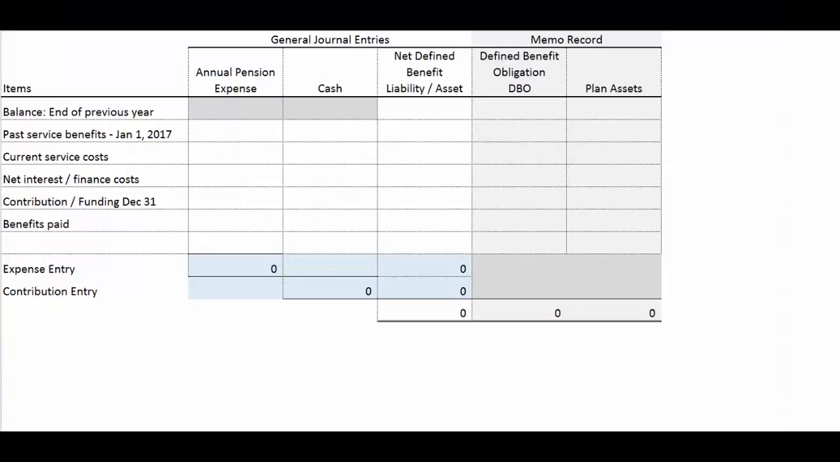Welcome back. And hopefully you're feeling pretty confident about how to use the pension plan workbook. So we're going to look at 2017. We'll still be using the data on page 1179 of the textbook.